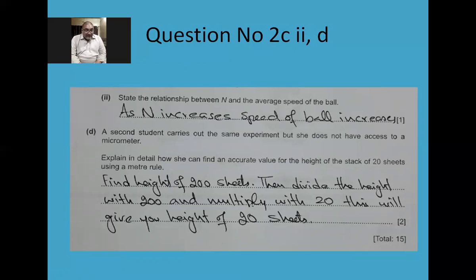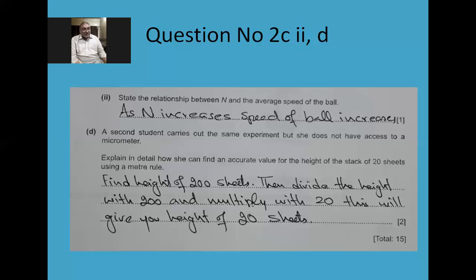So the D part is, the second student carries out the same experiment, but she does not have access to a micrometer. Explain in detail how she can find an accurate value for the height of the stack of 20 sheets using a meter rule. So you see, if you don't have a micrometer, you cannot directly measure the height of the 20 papers. So what you will do, you will put, for example, 200 papers, then use a meter rule, find the height of that stack, and divide that height by 200, and then multiply it by 20. So you will get the height of the 20 papers. Find the height of 200 sheets, then divide the height by 200 and multiply by 20.